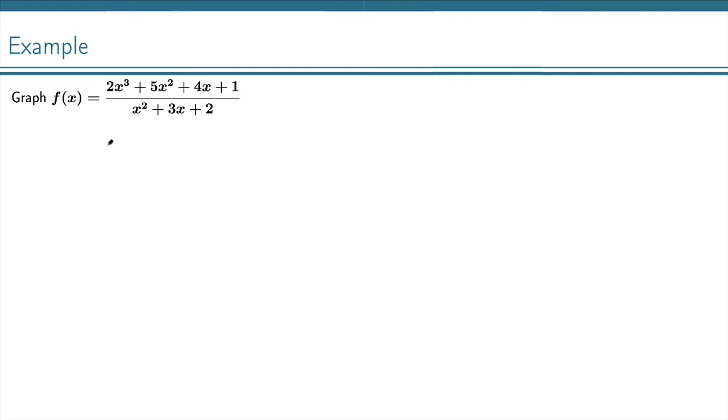factors of the constant term divided by factors of the leading coefficient. So factors of 1 divided by factors of 2. So that gives us either plus or minus 1 or 1/2.